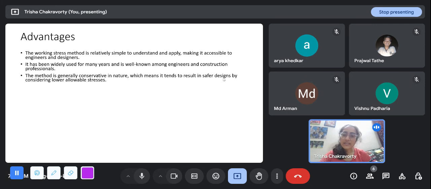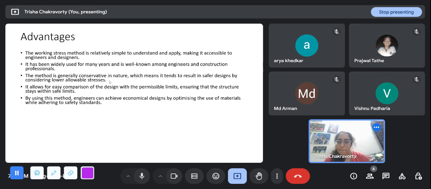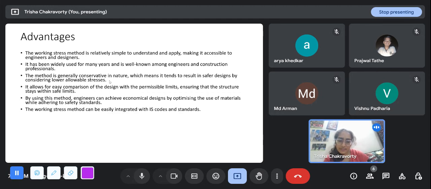The method is generally conservative in nature. It tends to result in safer designs by considering lower allowable stresses. But again, anything that is conservative is also most likely more costly, so it's less economical. It allows for easy comparison of the design with the permissible limits. By using this method, engineers can achieve economic designs by optimizing the use of materials, and this can be done with limited design as well. The working stress method can be easily integrated with IS codes and standards.